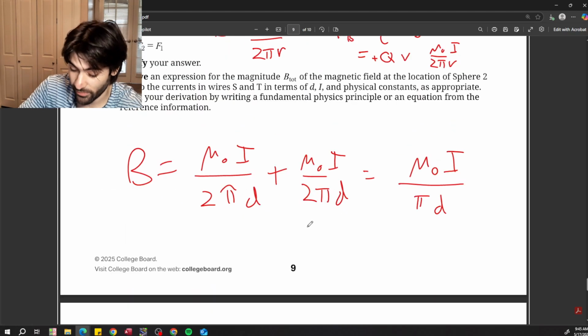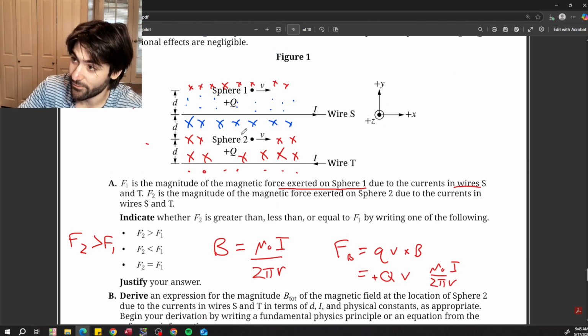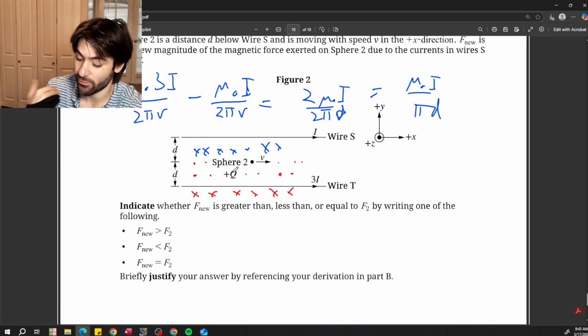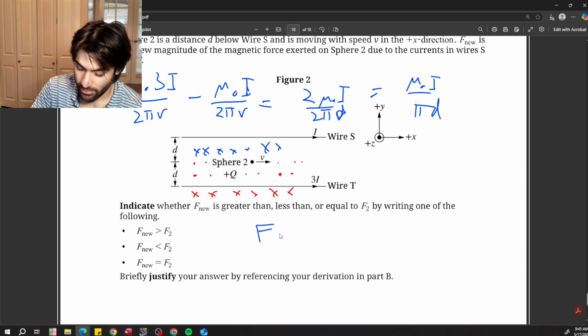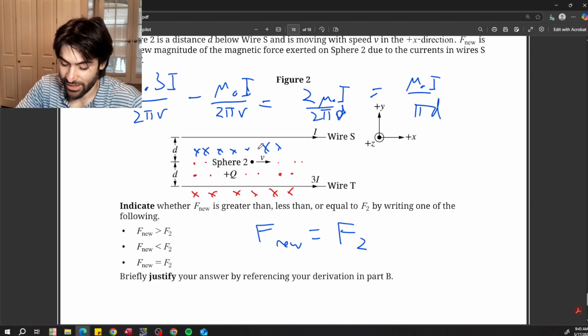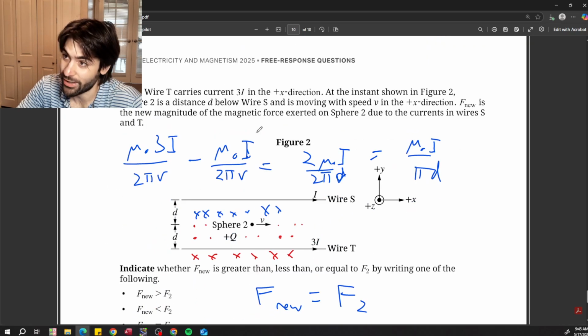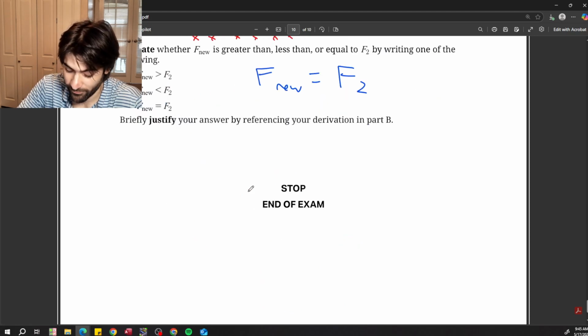The only difference is it's going, I believe, in the opposite direction, because first the total magnetic field was going into the page. Now the total magnetic field is going to be coming out of the page, but it's equal strength. It's equal and opposite. So the magnitude of F new is actually equal to F2. You still essentially have the magnetic field produced by 2I. First we had I and I, so we got 2I. Now we got 3I minus I, which is still 2I. Same strength in both cases.